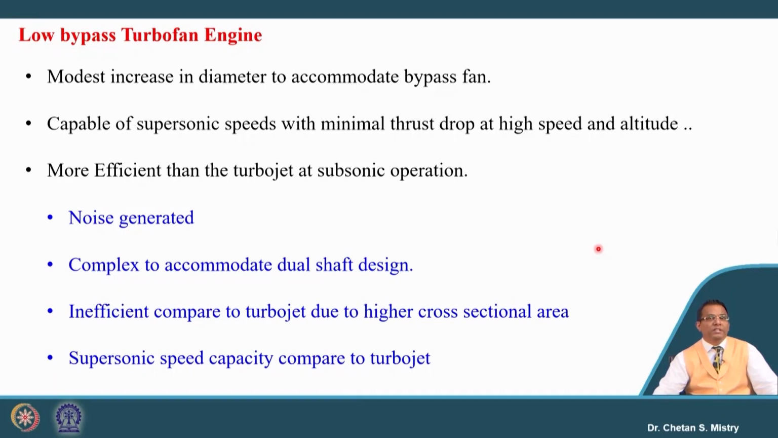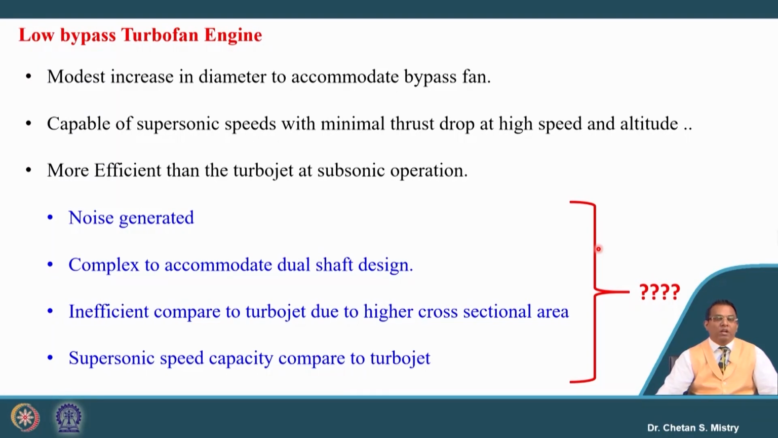So, here in this case it is a little inefficient compared to turbojet because of higher cross-sectional area, and at the same time supersonic speed capability is poor compared to the turbojet engine. And the question always will come: what next, what will be the solution for that?